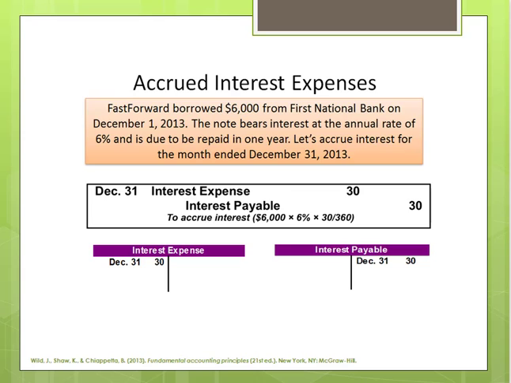So we're going to debit interest expense for $30 and credit interest payable for $30. This records the expense, and it also notes our obligation to pay that $30 worth of interest.